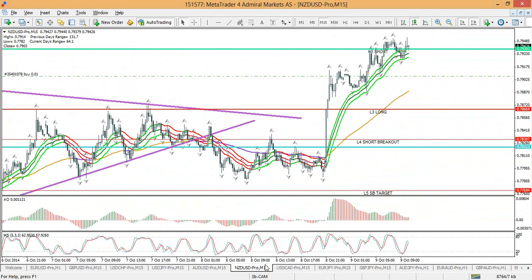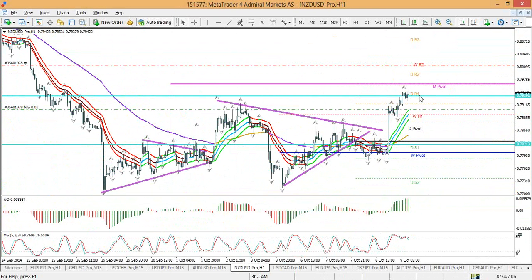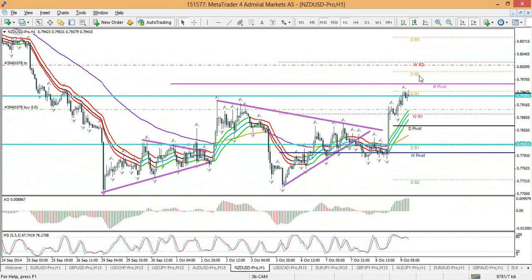Kiwi looks pretty interesting. Definitely a very strong spike up, like the Aussie, but has a monthly pivot point pretty close by. That's the difference. So if we have so much choice, it would make sense to eliminate some of them if there's support and resistance close by.